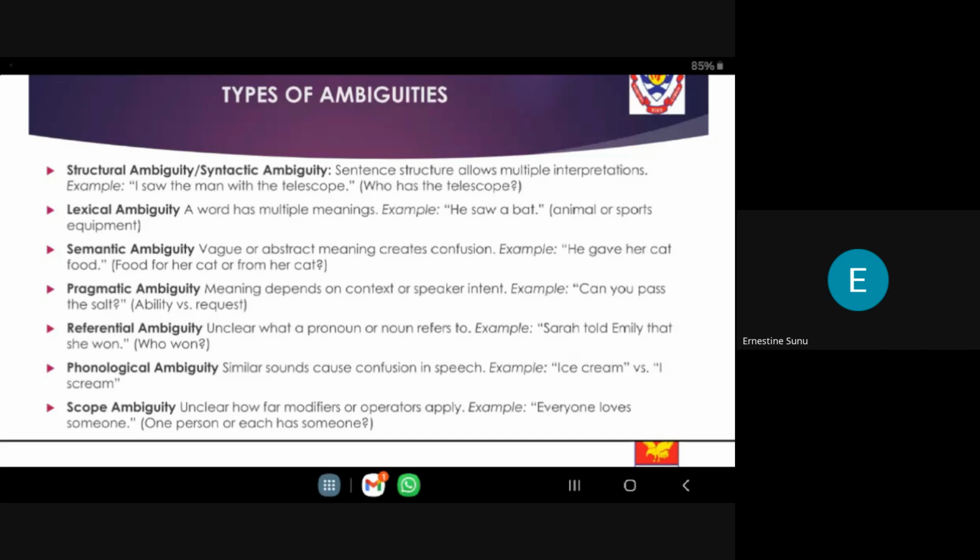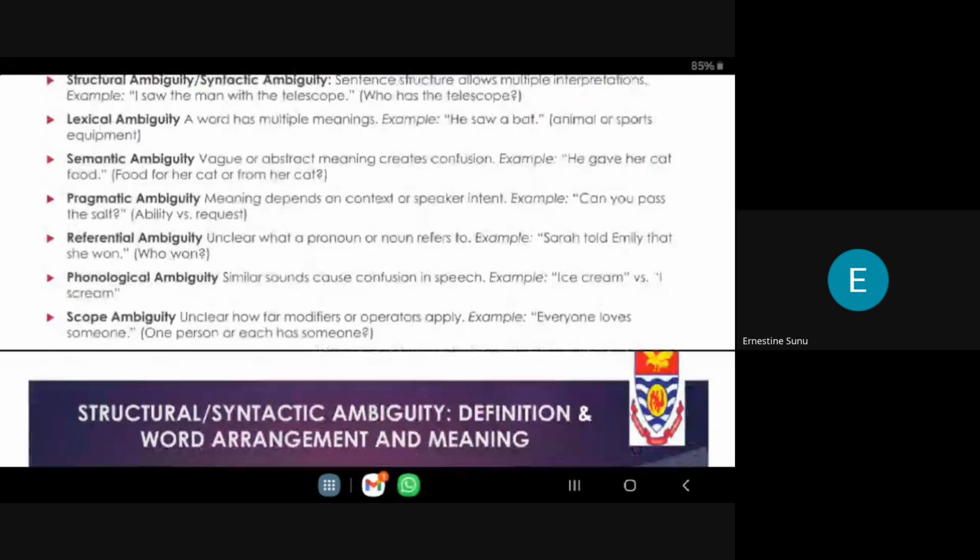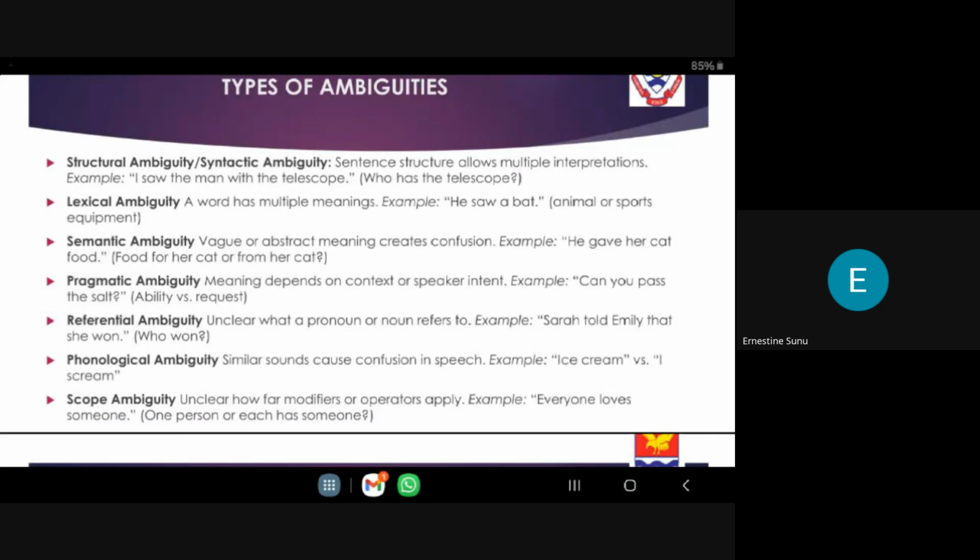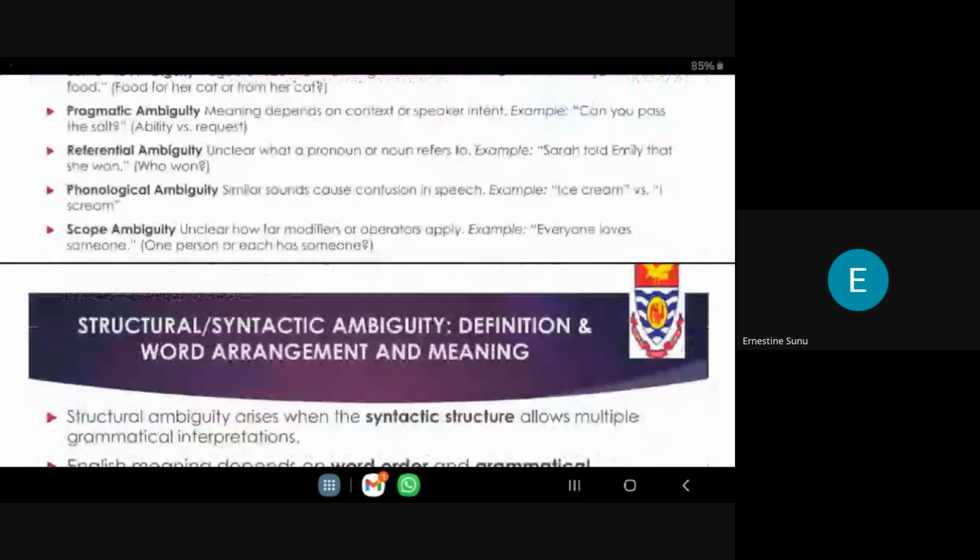Okay, we have so many types of ambiguities. My brothers have already spoken much about some of them, so I will just list them because our focus here is structural ambiguity. But if you care to know much about it, then you can also read on lexical ambiguity, semantic ambiguity, pragmatic ambiguity, referential ambiguity, phonological ambiguity, and scope ambiguity. Thank you.